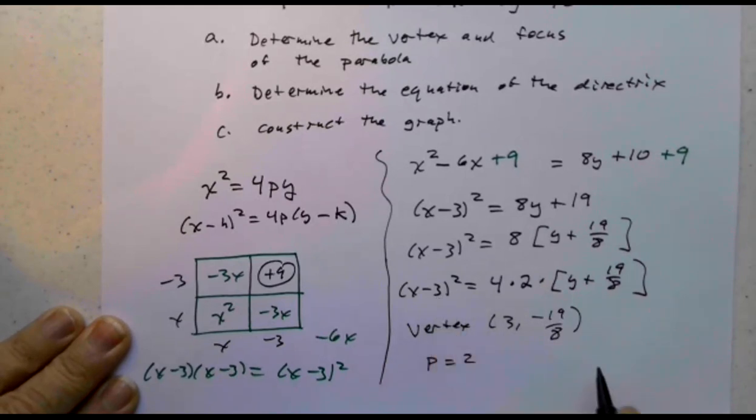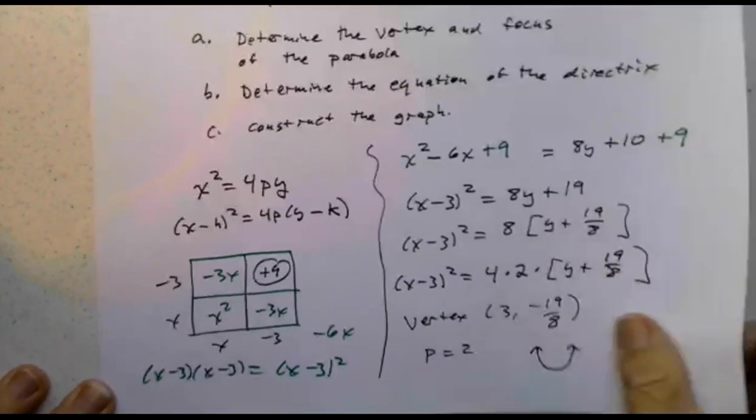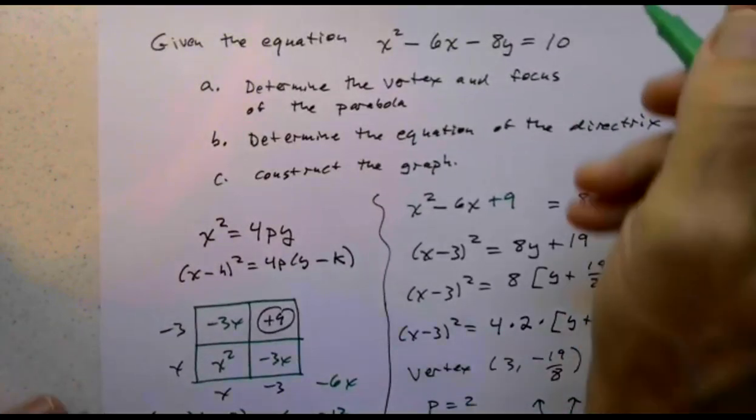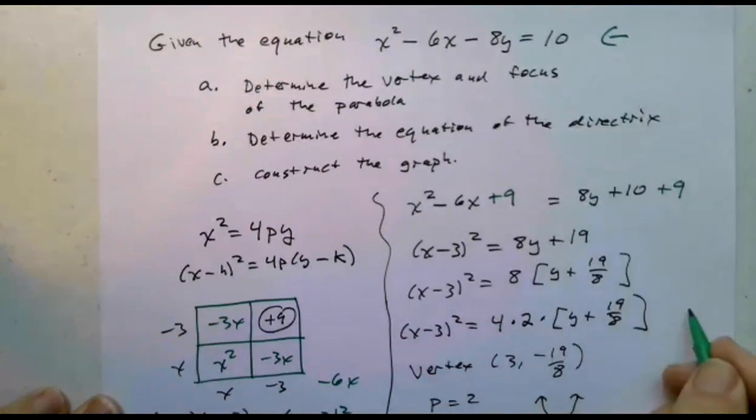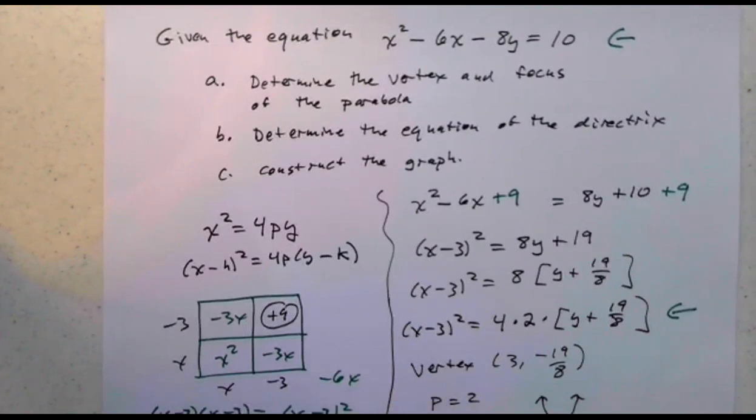The p that we're working with here is 2. It's an x squared thing. X squared equals 4py, so we know it's opening up like this. So let's see if that looks right. I'm going to graph the original that I was given, x squared minus 6x minus 8y equals 10, and graph my result, and we're going to see if those equations are the same to do a check to make sure that I have done it correctly.